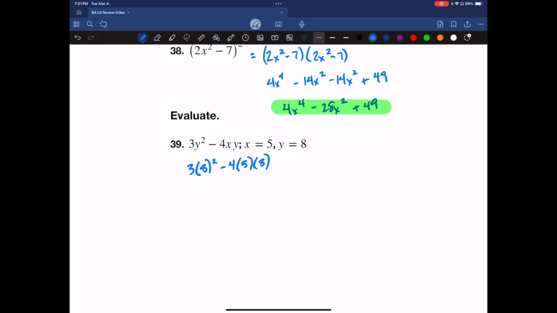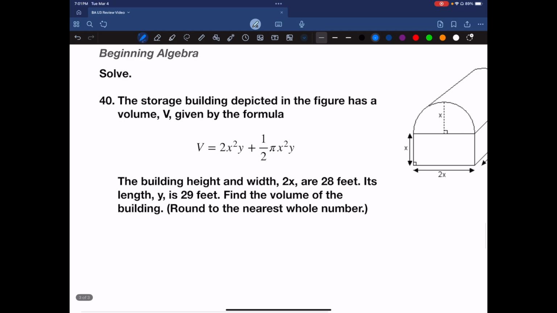So 8 squared is 64, times 3, it's going to be 3 times 64, which is 192, minus 4 times 5 is 20, 20 times 8 is 160. So 192 minus 160, and that's going to be 32. So anytime you have to evaluate, it's going to give you a whole number as an answer.